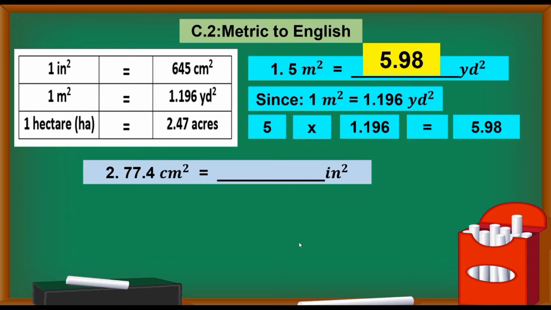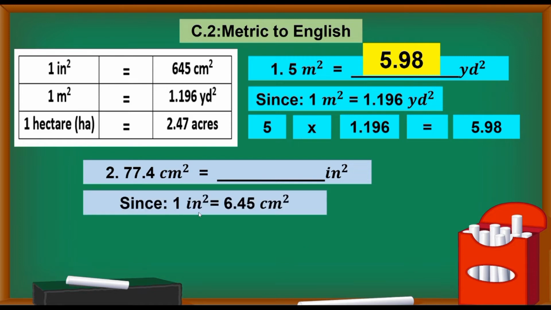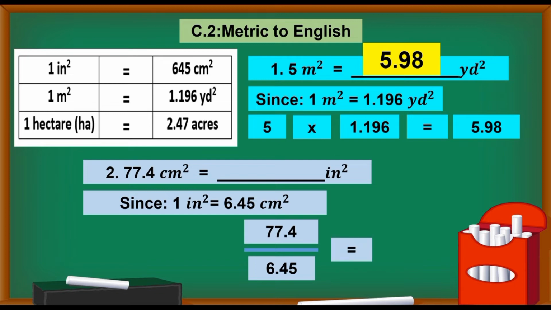So let us have this another example. 77.4 centimeters squared, ilang inches squared po? Since ang 1 inches squared ay equal kay 6.45 centimeters squared, ayan, sila yung magka-equivalent. So we will have 77.4 divided by 6.45 centimeters squared, and that would be equal to 12. So therefore, in every 77.4 centimeters squared, there is 12 inches squared. So yan po ang measure of area.